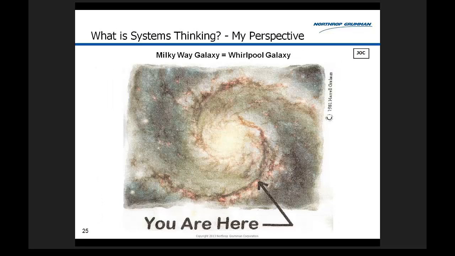So, some final thoughts. What is system thinking? This is my perspective. My wife got me this t-shirt a while back, and here is a picture of what we think our Milky Way looks like. It's really not a picture of our Milky Way because we can't get far enough away from it to get a picture. But what we do have is a picture of a nearby galaxy that we think looks like our Milky Way, and it's called the Whirlpool Galaxy. And we think we would be located about right here. Our solar system will be on this spiral of our Milky Way galaxy.